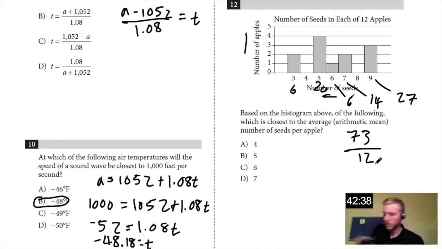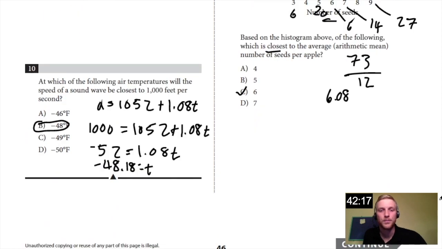Let's use the calculator. We can say 73 divided by 12. That's going to be 6.08. So it's going to be answer C. 6.08 is closest to 6. All right, so answer C.